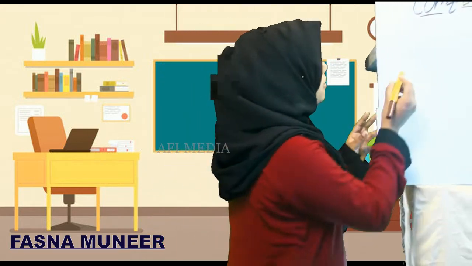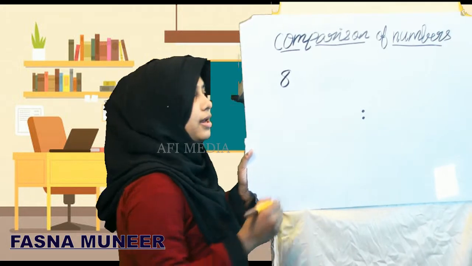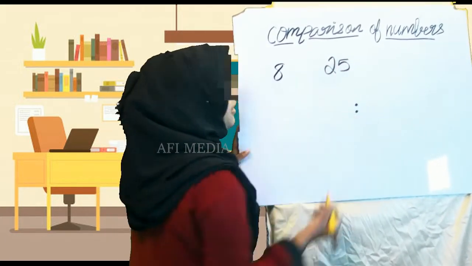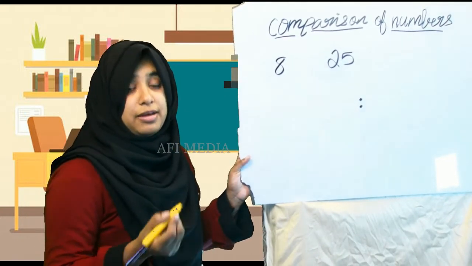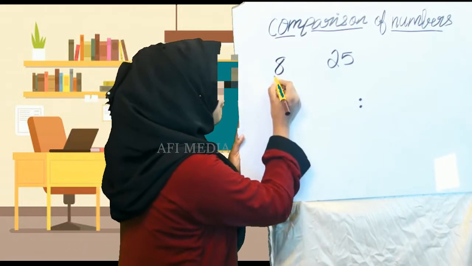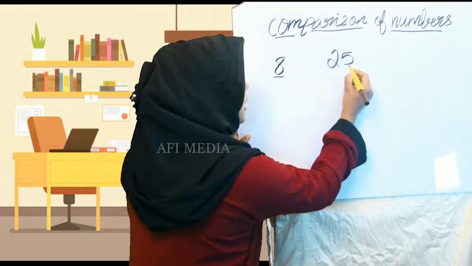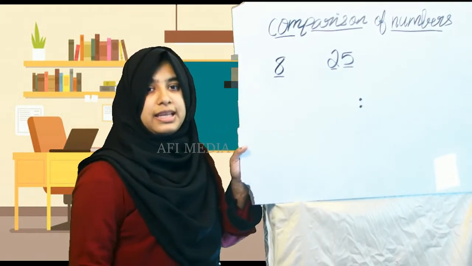Listen here, I am writing. First I write number 8. The second number is 25. If you can understand anything here, any comparison you can do. Yes, here there is only one digit, but here there are two digits. That is different.